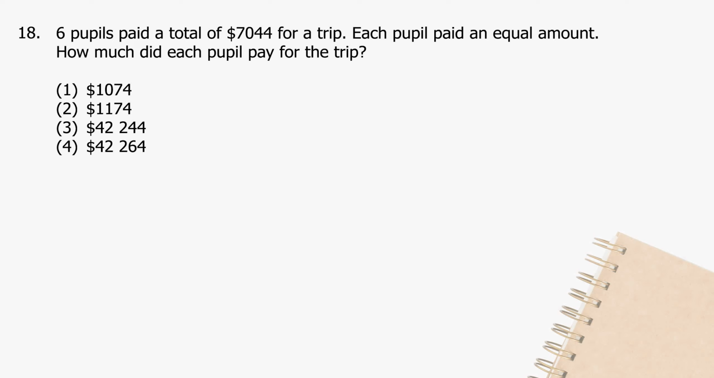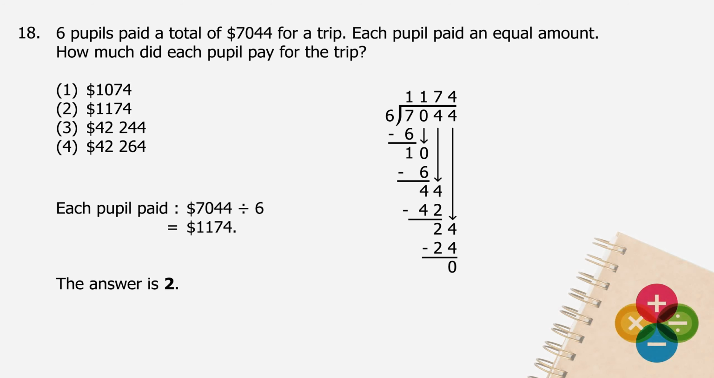Question 18. 6 pupils paid a total of $7,044 for a trip. Each pupil paid an equal amount. How much did each pupil pay for the trip? The amount each pupil paid will be: divide 7,044 by 6, and the quotient is 1,174. The answer is 2.